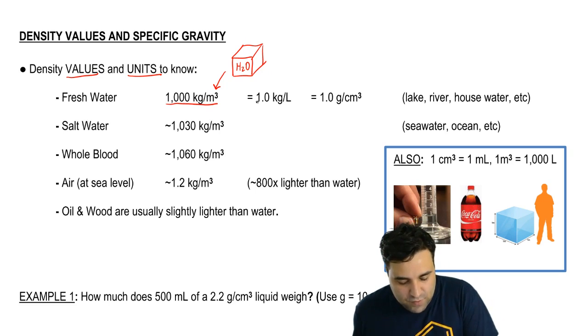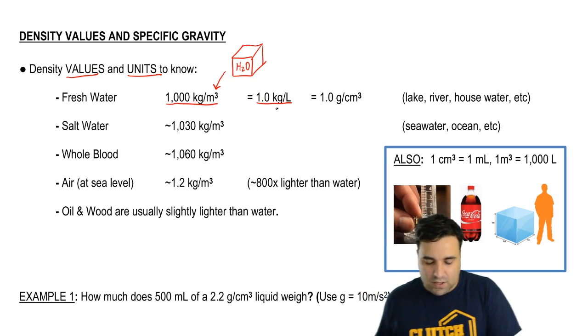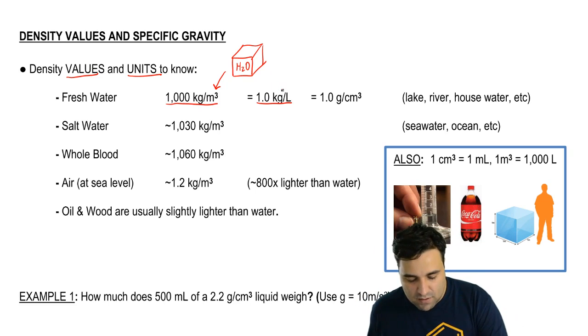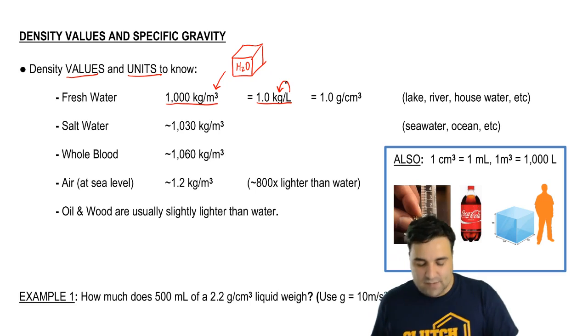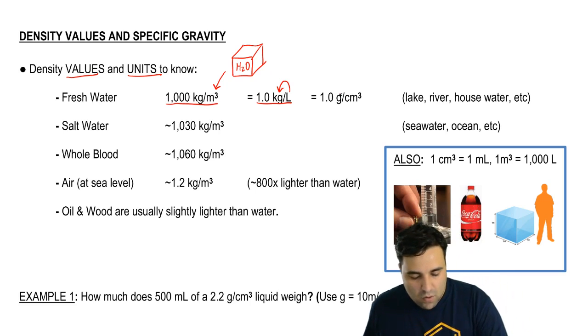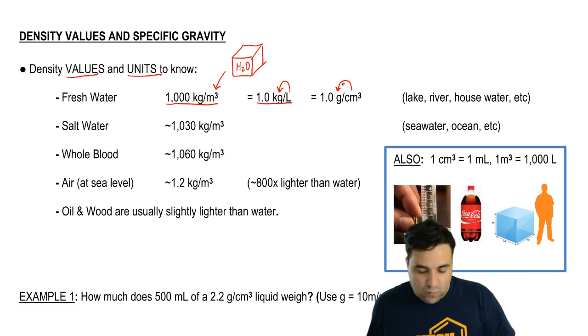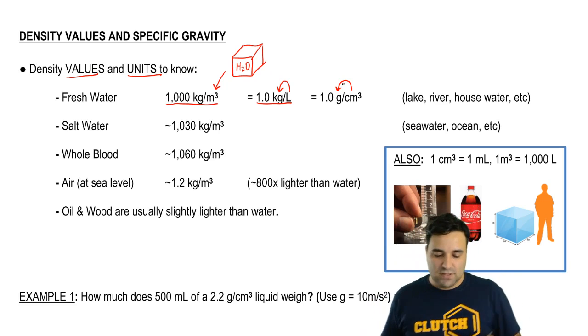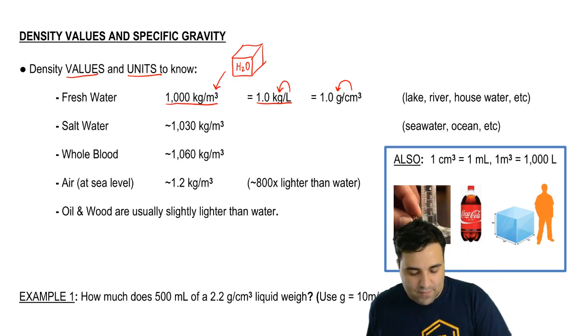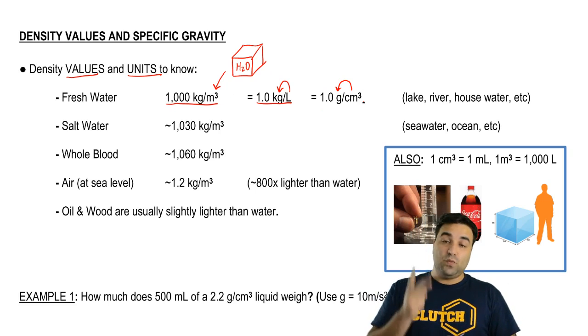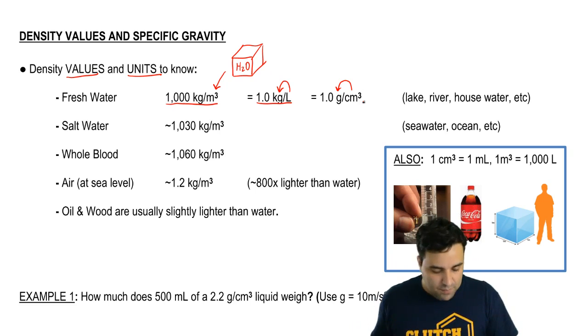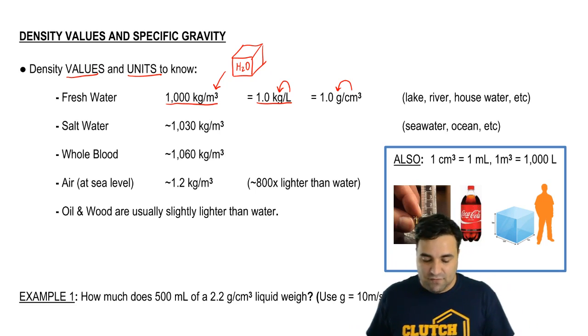And you can also rewrite this as 1 kilogram per liter. That means that every liter of water has a mass of 1 kilogram, or 1 gram per cubic centimeter. That means that 1 cubic centimeter, a tiny little amount of water, is 1 gram of water. Cool. So if you remember these, you get two benefits. One, you know the numbers for water, but you also can use this as a way to convert stuff.